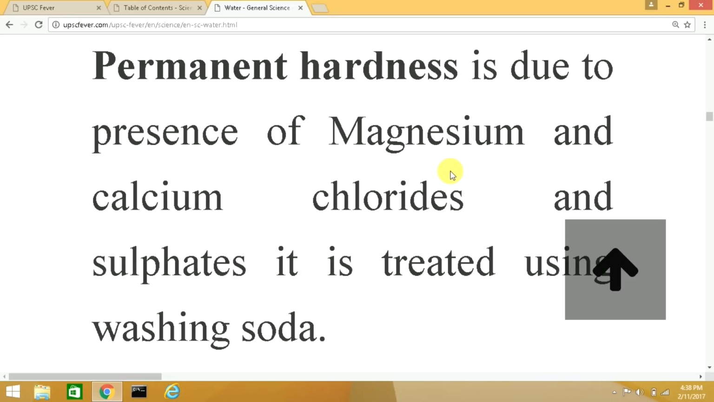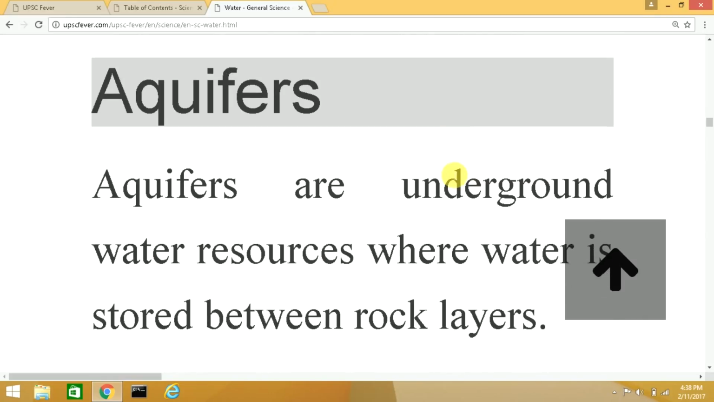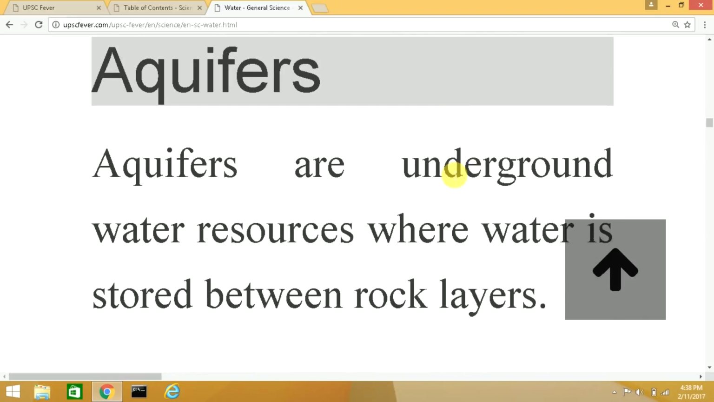There is a presence of underground water resources, and these water resources are also known as aquifers. Aquifers are a source of water for various activities of humans like agriculture, etc. Here water is stored between impermeable rock layers, and therefore it easily accumulates there.